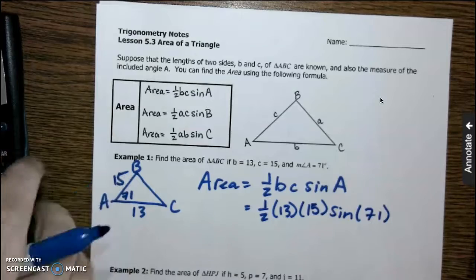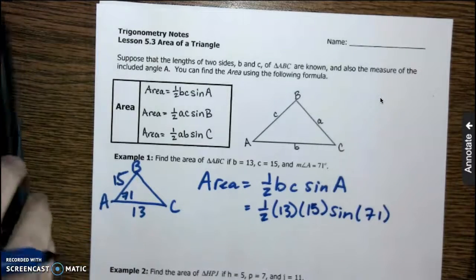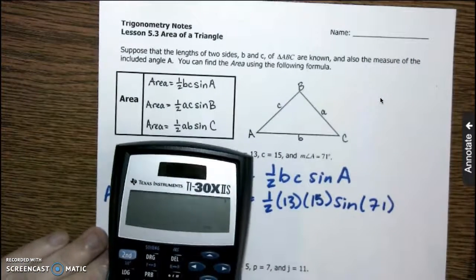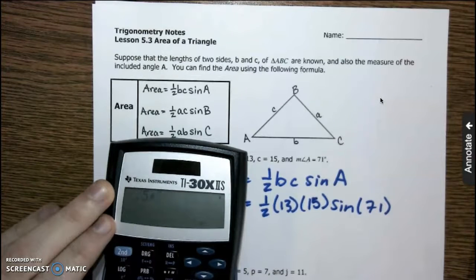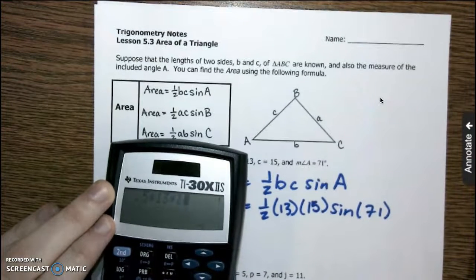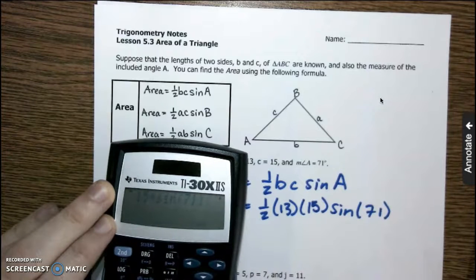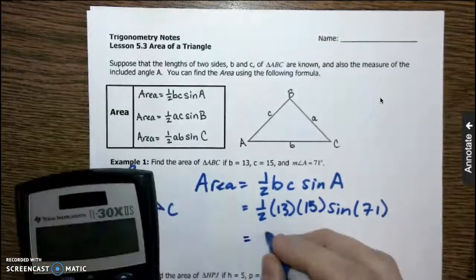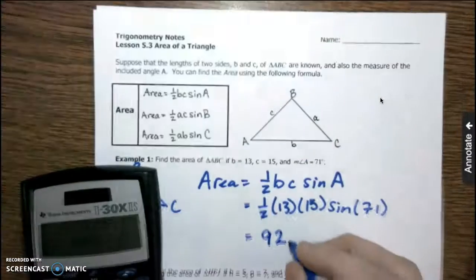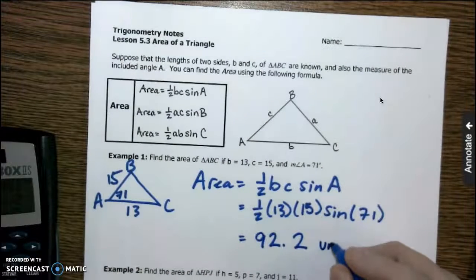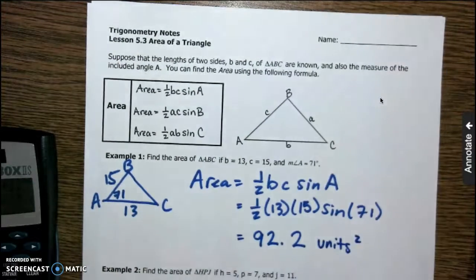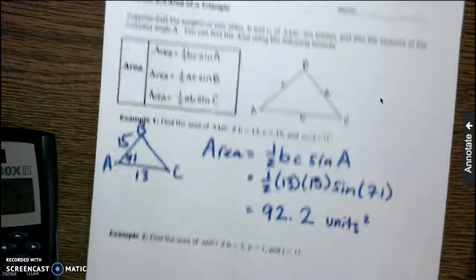So since we're in degrees, make sure your calculator is in degrees. And then type that in. So instead of 1/2, if you want to do 0.5 so that you don't mess up your fraction, so times 13 times 15 times the sine of 71, and I get 92.2. And you could put units squared if you want, or it doesn't say anything about the units, so you can just leave it alone. That's example 1.